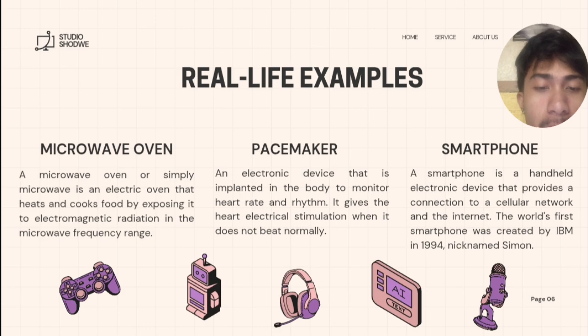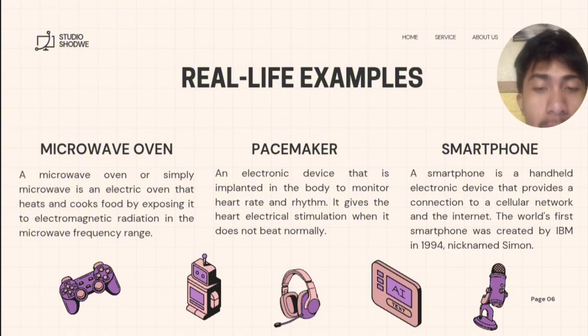Example number one is the microwave oven. Input: the user presses the power button and sets the timer. Processing: the processor interprets the timer and power settings, then controls the magnetron, which produces microwaves, and also controls the motor for the rotating plate. So the food is heated evenly. The display shows the countdown and it beeps when the cycle ends.